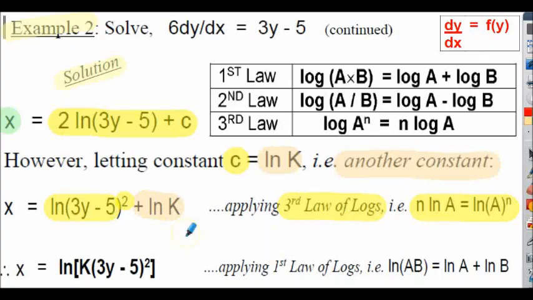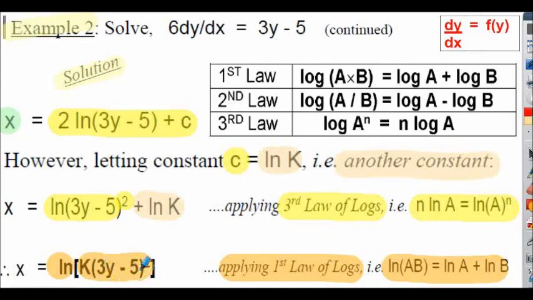Now we have two ln functions that are added together, so by applying the first law of logarithms, we can bring these two log functions into one function. So this is the first law of logarithms applied to the right hand side. Essentially we have ln of k multiplied by 3y minus 5 raised to the power of 2. So that's our final solution for x in this case.